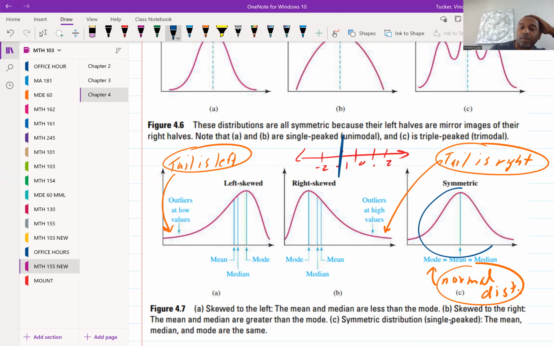And then we just finished talking about being symmetric, but if it is symmetric, then the mean, mode, and median are going to be the same. And this is also called a normal distribution. We will talk more about that as we progress forward. But the normal distribution is this bell-shaped curve right here.